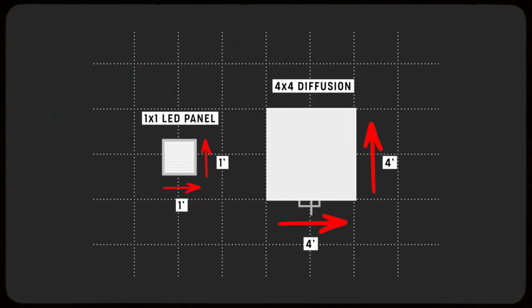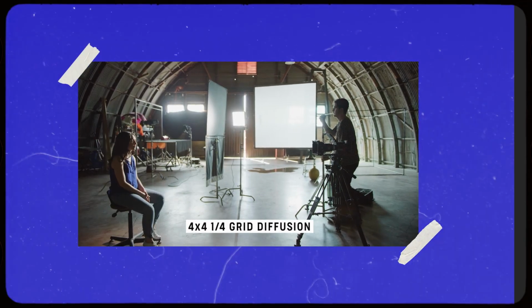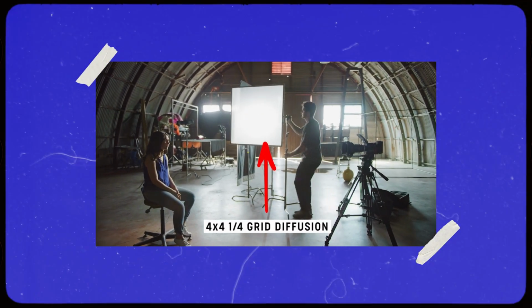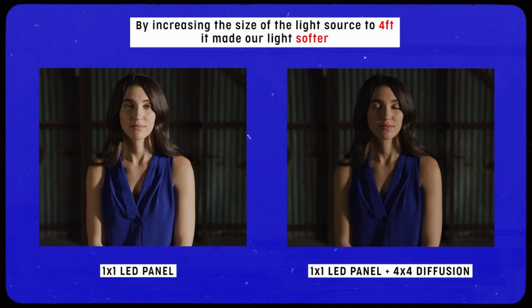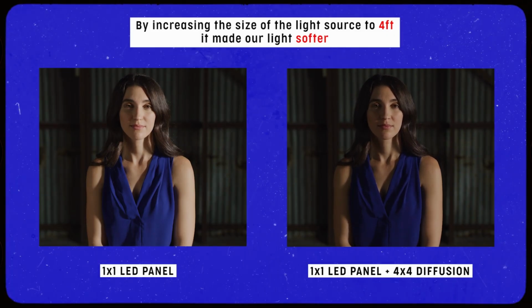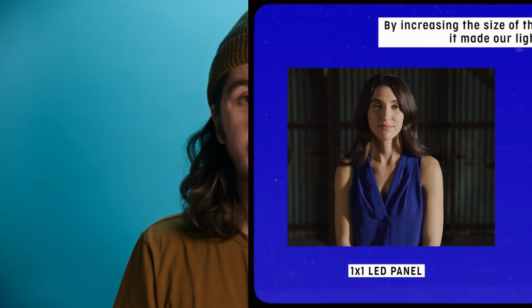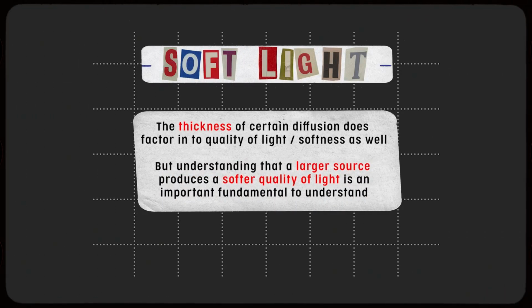The larger it is, it has a better chance at wrapping around and appearing softer, getting rid of harsh shadows. And then beyond that, if you took that 1 by 1 light panel and sent it through a 12 by 12 frame of diffusion, it's going to feel incredibly soft. So just to recap, the bigger the source, the softer it is. And sure, your strength and thickness of fabric do play into it, but ultimately understanding that bigger is better for achieving soft light is a great place to start.